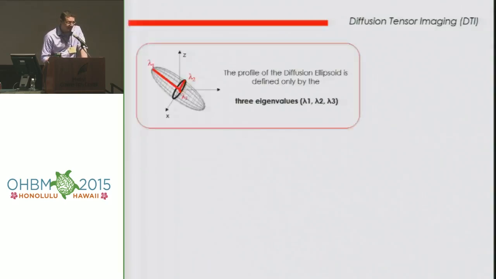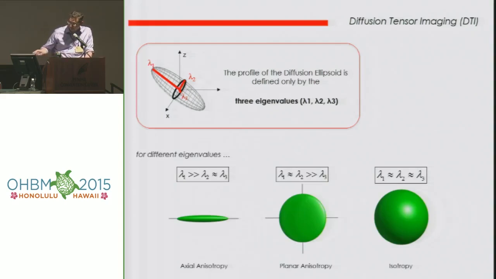With DTI we can do many things. Essentially, the tensor is a nice biophysical model that describes the displacement of water molecules in 3D. And we can do everything with just three numbers, the three eigenvalues. If we look at lambda 1, 2, and 3, they are nothing else than the sides of the axes of the ellipsoid.